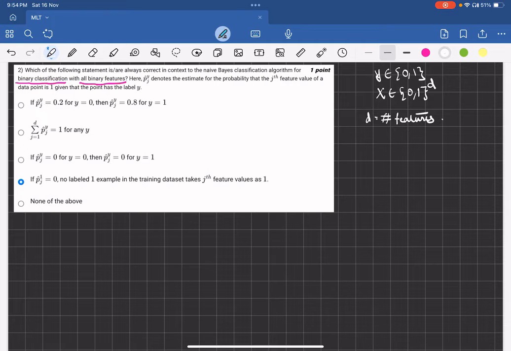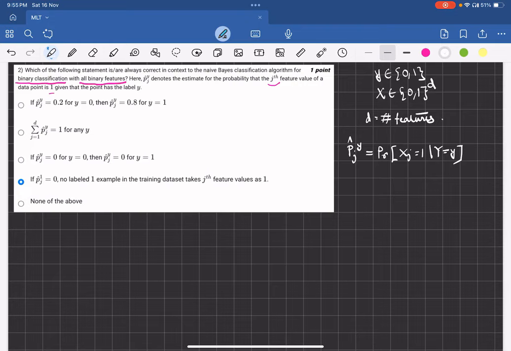p_jy hat denotes the estimate for the probability that the jth feature value of a data point is 1, given that the point has label y. Let me write that down explicitly. So p_jy hat is equal to the probability that the jth feature is equal to 1 given the label capital Y is equal to small y. These are in fact the parameters that we estimate in naive Bayes.